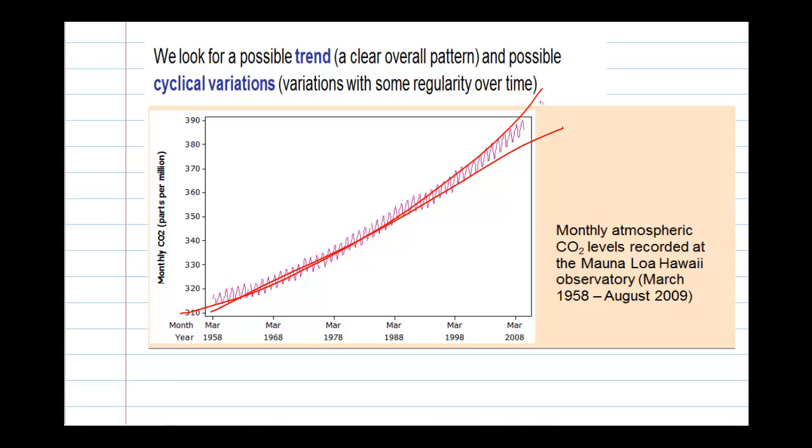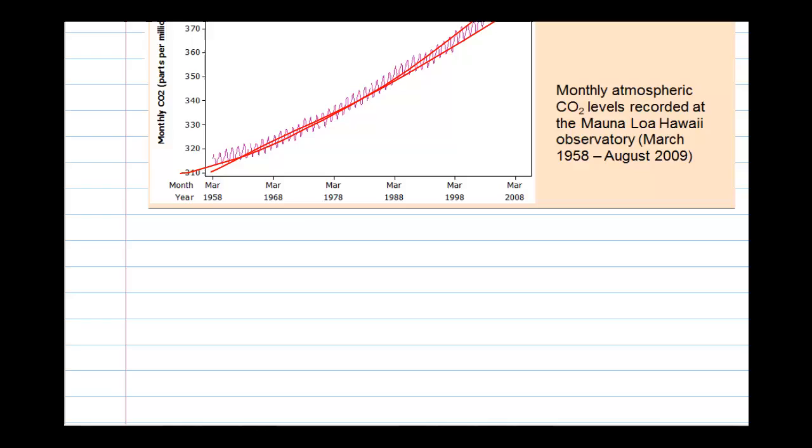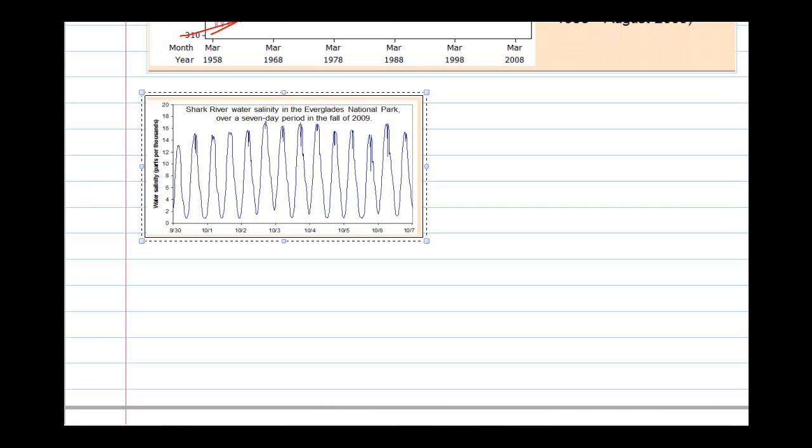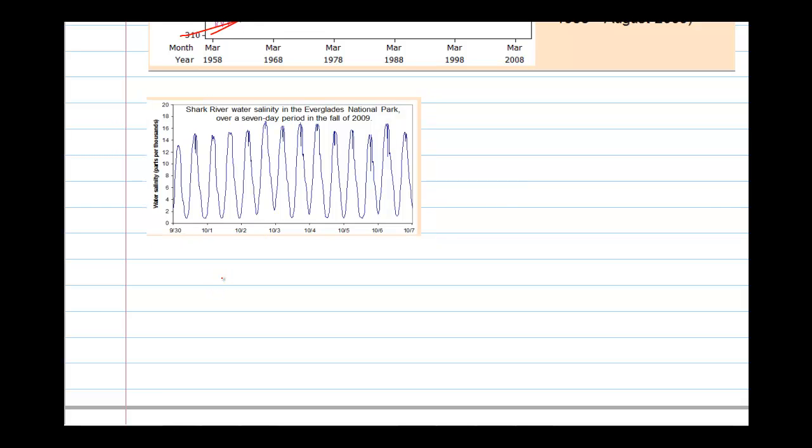Let's look at a few other graphs so we can talk about their time series plots. For this graph, we're talking about the salinity in the Shark River water in the Everglades National Park over a 7-day period. The 7-day period is in 2009, and the first day is September 30th, then October 1st, etc. So we can follow this here. This time plot doesn't show an overall increase or decrease. It remains fairly stable over time, but I also do see these cyclical patterns.